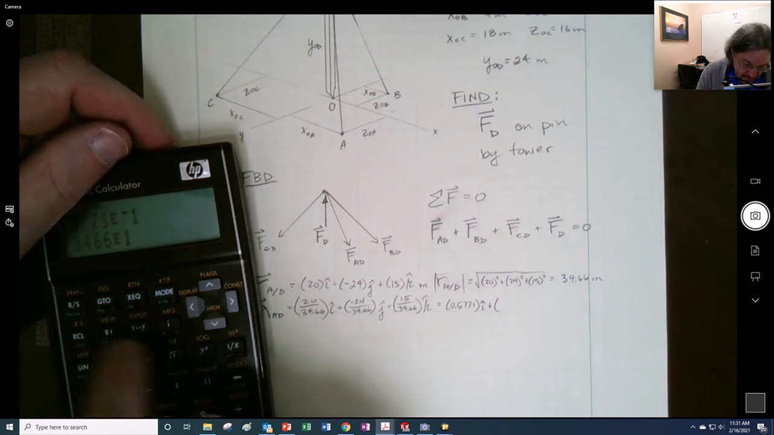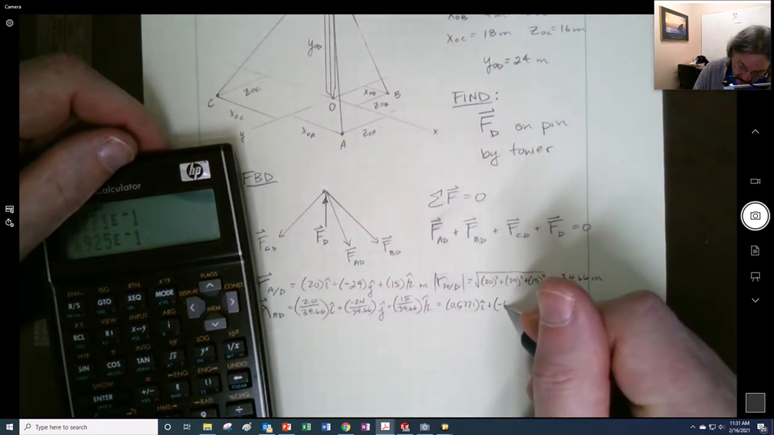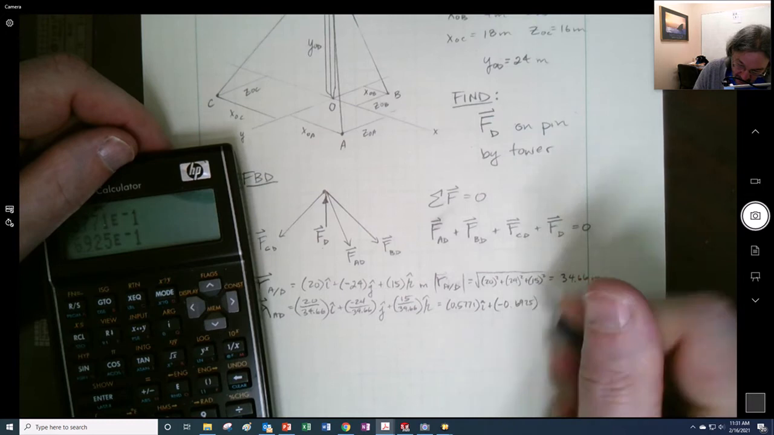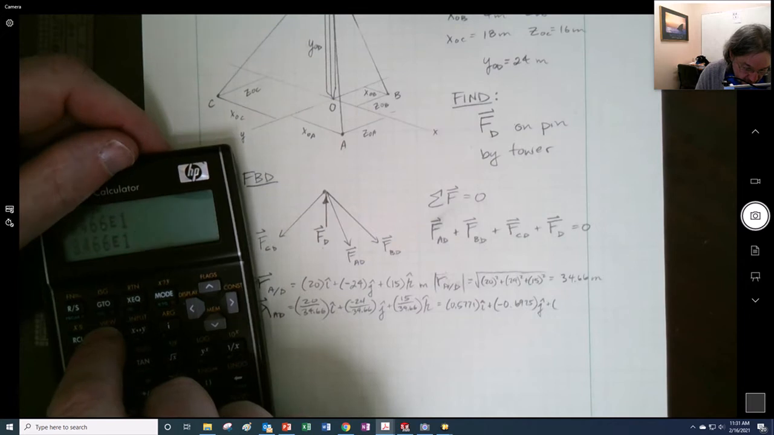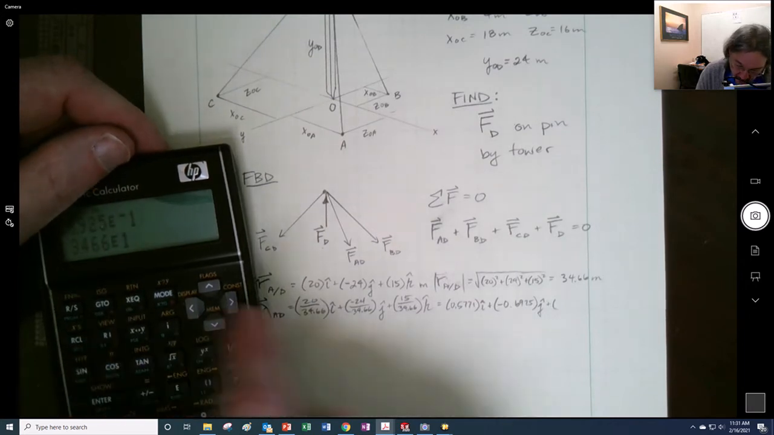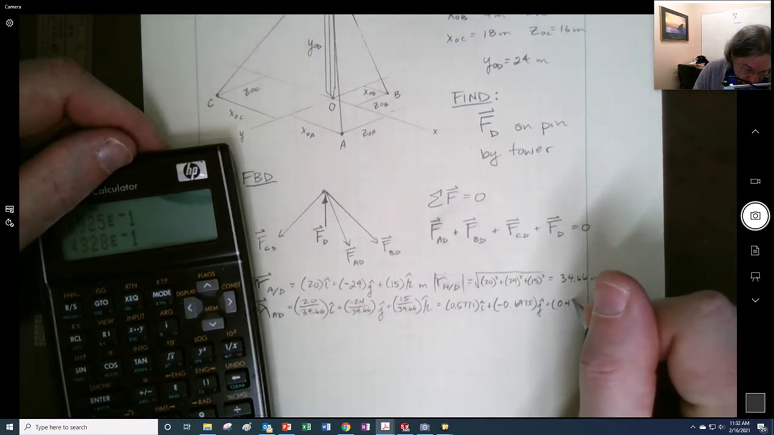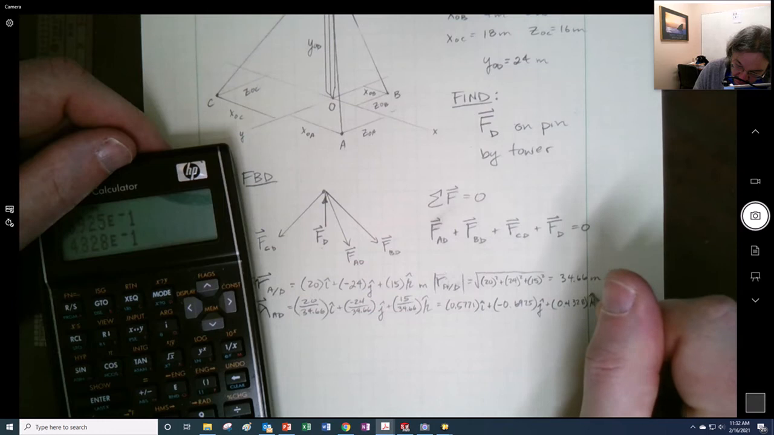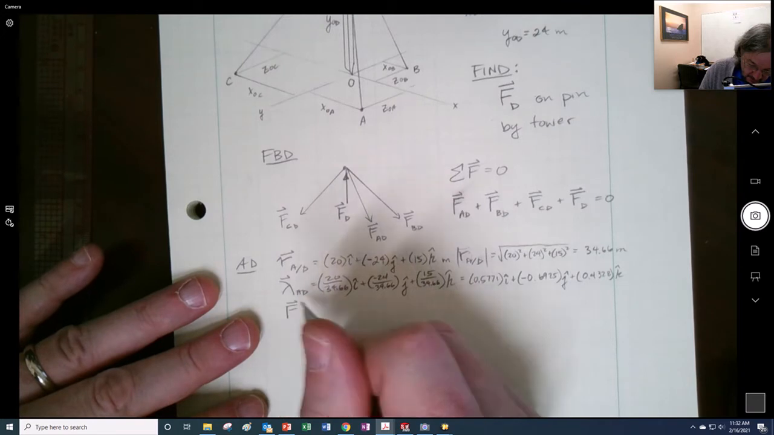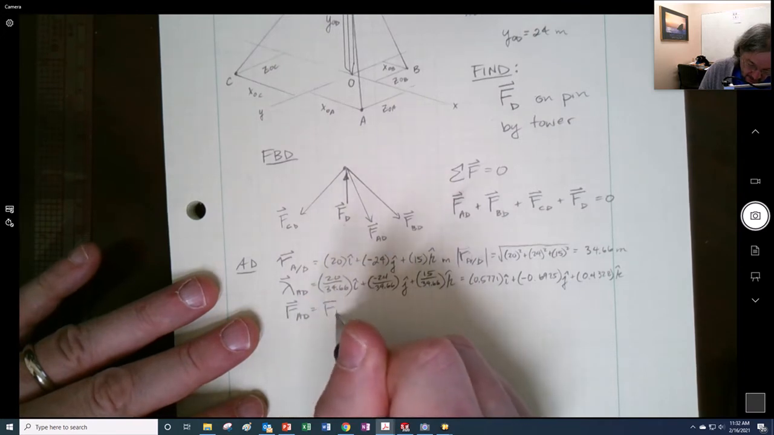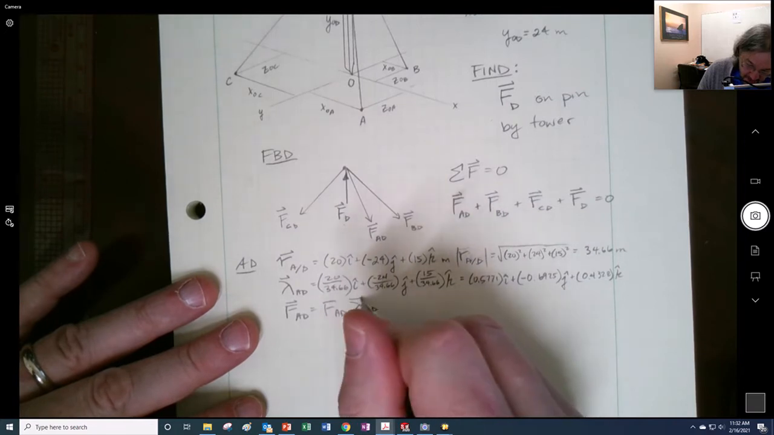No, let me get down there. Right there, I go. I want to get to 24. So I get a negative 0.6925 J, and then 15, I get 0.4328 K. All right, so we're going to know that the force vector is going to be the magnitude of the tension times the direction.